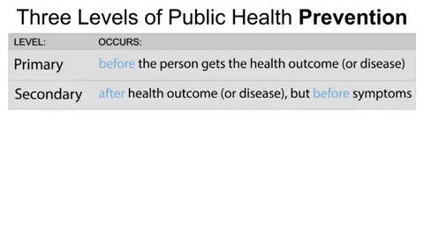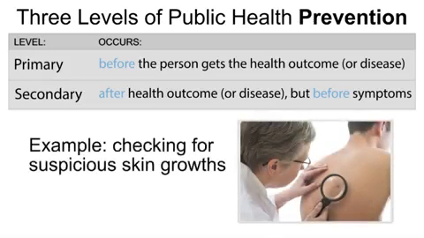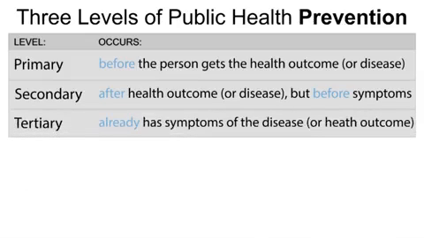Secondary prevention occurs after a disease has occurred, but before the person notices symptoms. Secondary prevention aims to find and treat disease early, which may lead to the disease being cured. An example of a secondary health prevention is a doctor checking for suspicious skin growth in order to detect and treat skin cancer early.